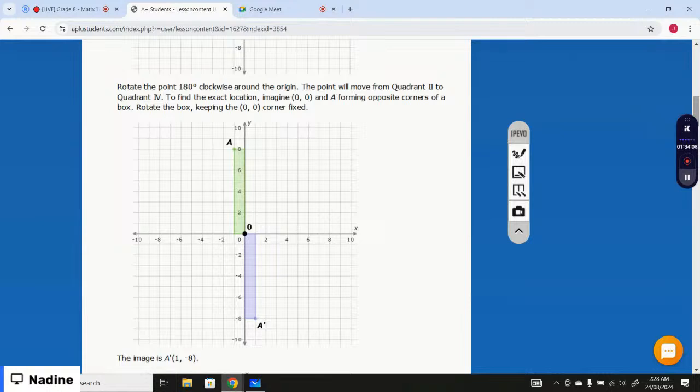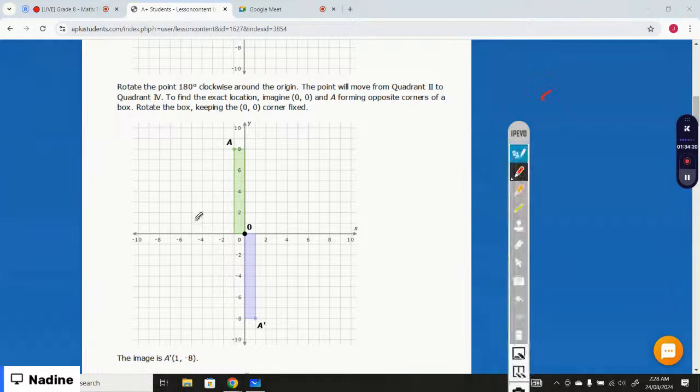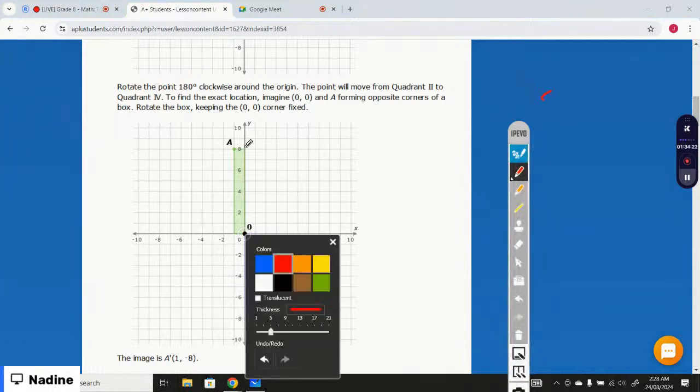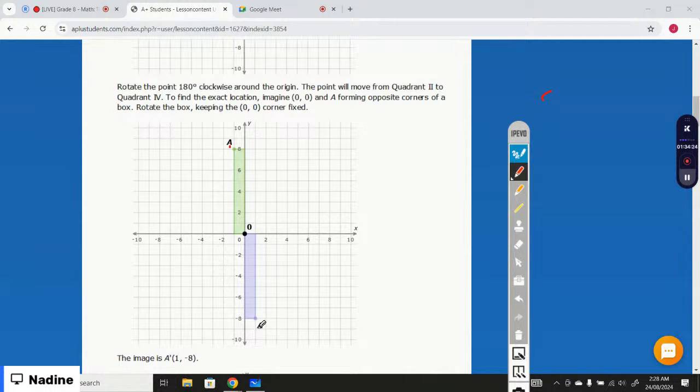To find the next location, graph 0, 0 and A forming opposite corners of a box. Rotate the box, keeping the 0, 0 corner fixed. So how do we rotate? You have to keep this fixed, right? You have to move from here to here. So here is the rotated image.